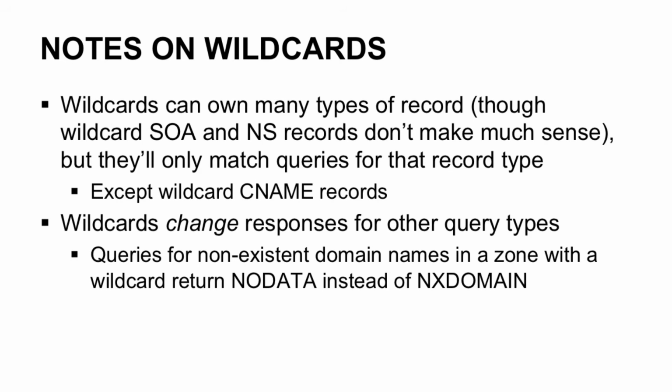You can use wildcards with many types of records, including A records, quad A records, MX records, and CNAME records. Wildcards don't make much sense with SOA and NS records since they must be attached to a zone. The wildcard will only match queries for the same type as the type the wildcard owns, except for wildcard CNAME records, which of course will match any type and restart the query. Wildcards often change the result of other query types, however, since in a zone with a wildcard, all domain names seem to exist. Consequently, authoritative name servers for that zone don't send NXDOMAIN responses, just no data responses.